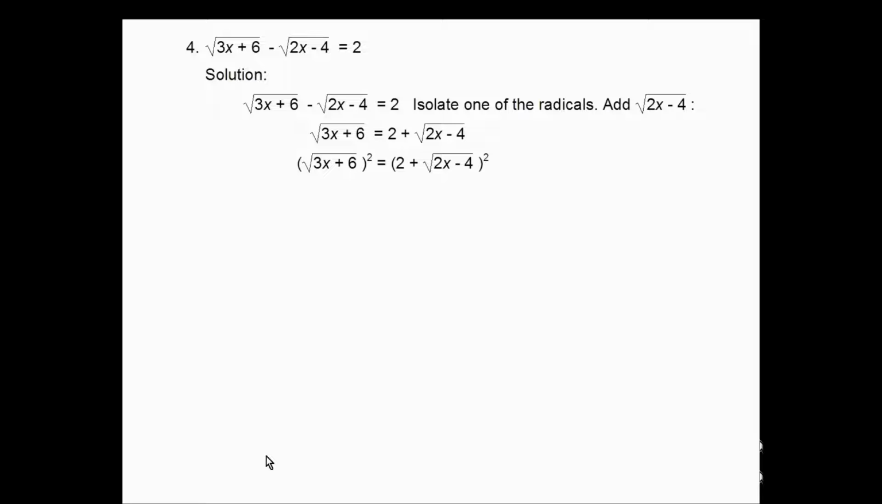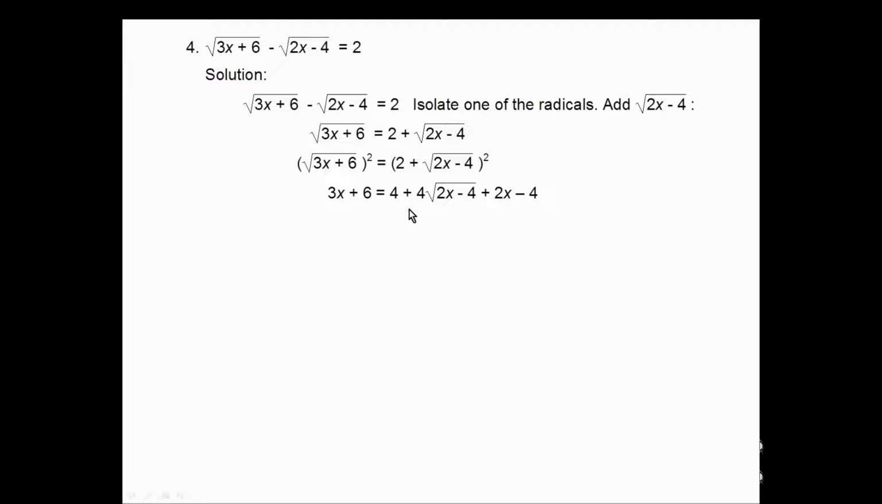Okay, the left-hand side is going to become 3x plus 6. On the right-hand side, it's like squaring a binomial. You square the first term, twice the product, and square the last. Now, if you can't do that quickly, you can just do 2 plus the square root of 2x minus 4 times 2 plus the square root of 2x minus 4 and FOIL it out. So anyway, the left-hand side is 3x plus 6.